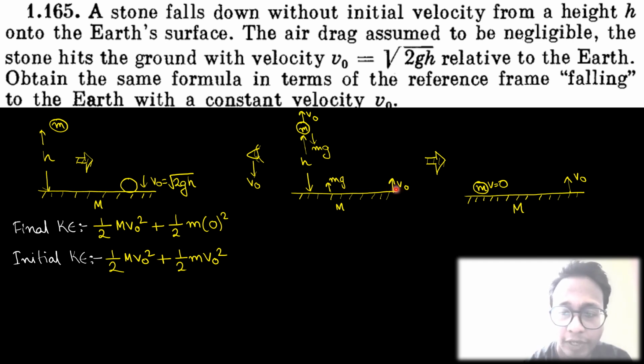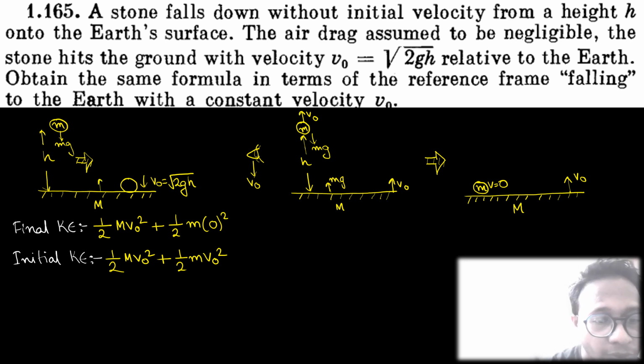That's why the velocity out here is v naught, the velocity out here also would be v naught. The velocity of earth out here is zero, the velocity of earth when the ball collides is also zero. See, even if you apply this analogy, mg is downward out here, mg is upward out here, even those forces will act out here.